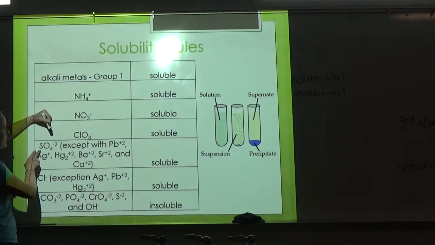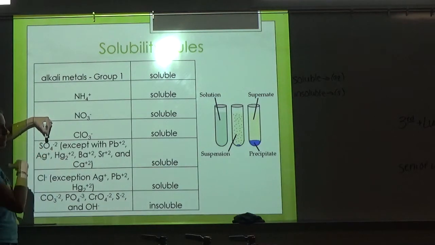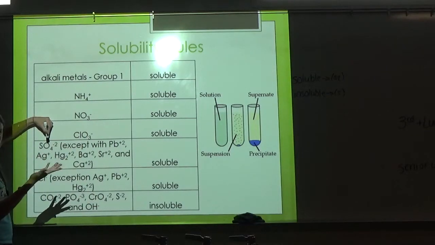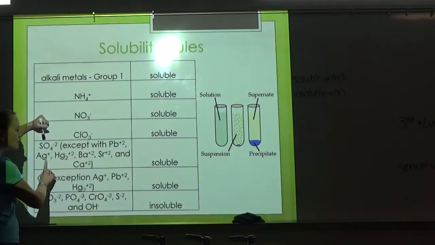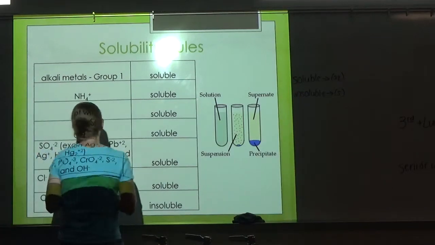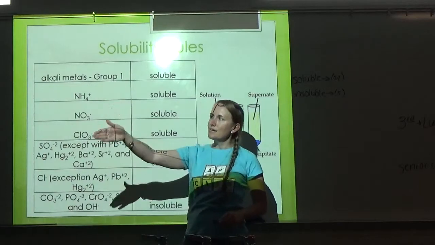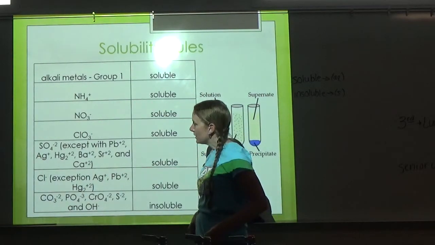So they're normally soluble. If it's Li2SO4, that will be soluble. But if it's PbSO4, it's insoluble. These exceptions make it insoluble. One way to remember that is Ba, Sr, and Ca are all right in the same group on the periodic table.